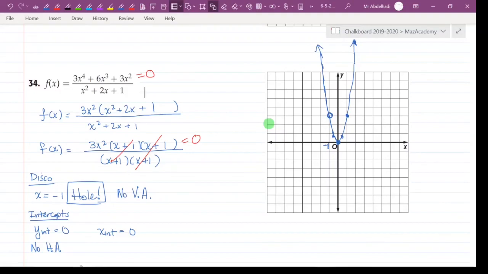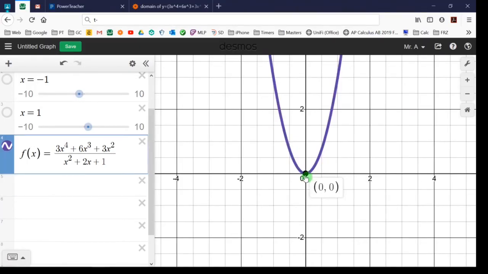Let's take a look at it on Desmos. And yep, there it is. There's our 0, 0. Okay, all right, we're done with that.